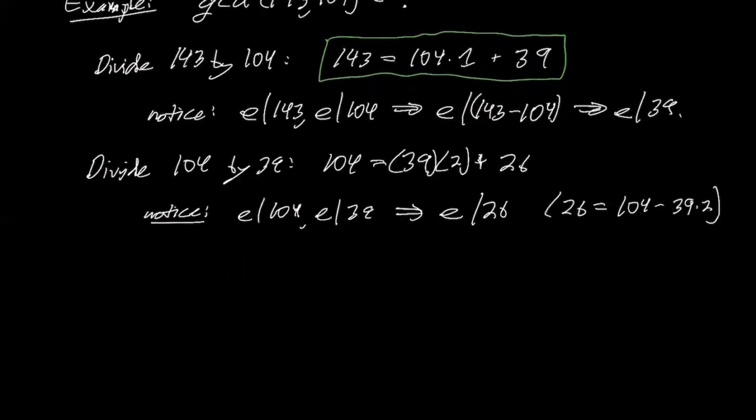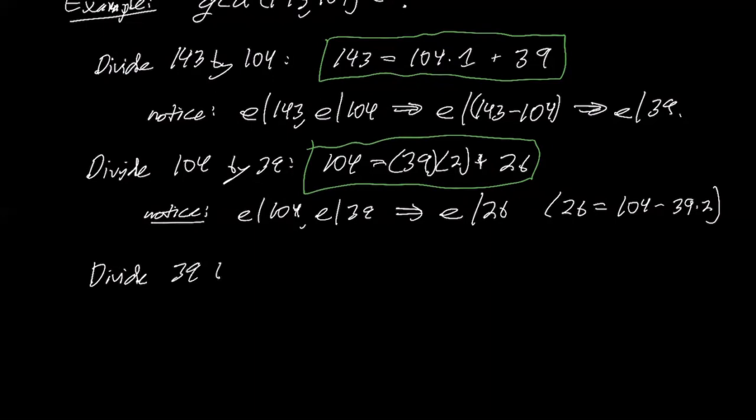Keep going. Now we can throw away the bigger number 104, and we have the smaller numbers 39 and 26. This is the second step of the algorithm that I just put in green. You could probably see the answer now, but let's just keep going.